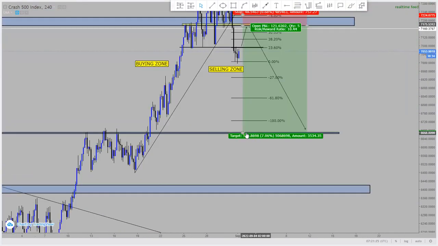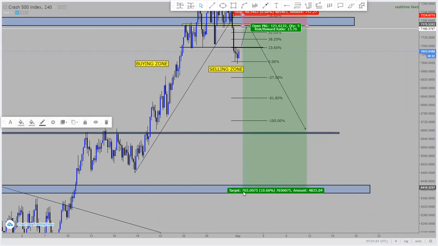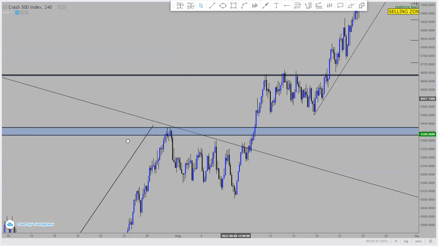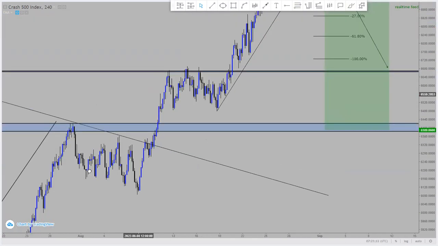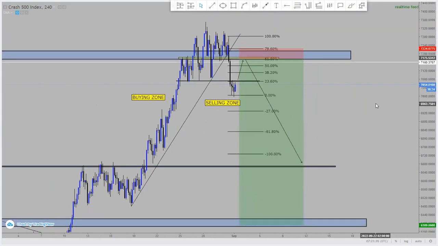So TP1 here, TP2 maybe here. That major area as well. So that is what I'm currently looking at on the Crash 500. I'm currently looking at this. I will be so happy if it breaks above this resistance. Once it breaks above this resistance, it shows that maybe most probably we're going to pull back to the 61.8.